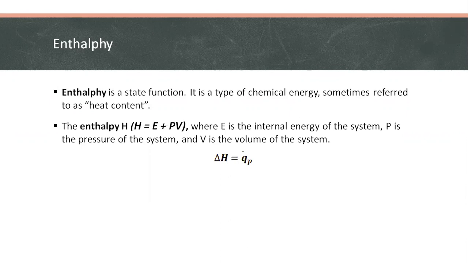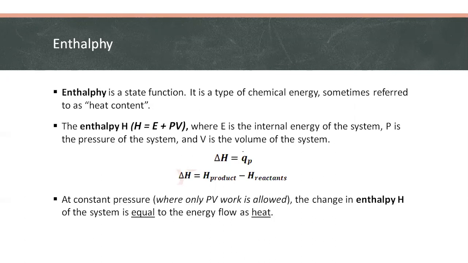To calculate for the enthalpy, it is equal to Q sub P, which is at constant pressure where only PV work is allowed. The change in enthalpy H of the system is equal to the energy flow as heat. This means that for a reaction studied at constant pressure, the flow of heat is a measure of the change in enthalpy for the system.